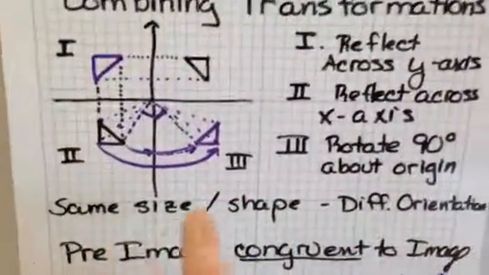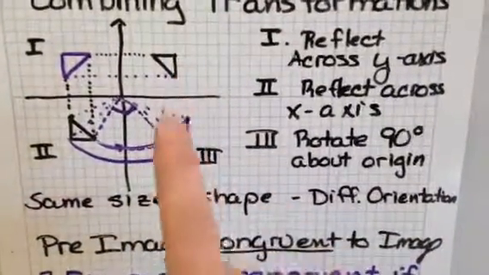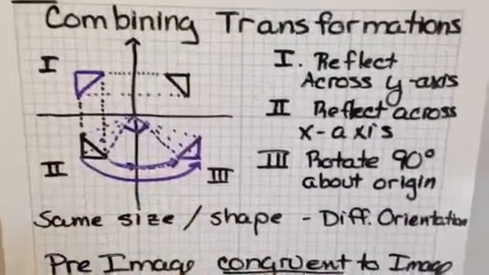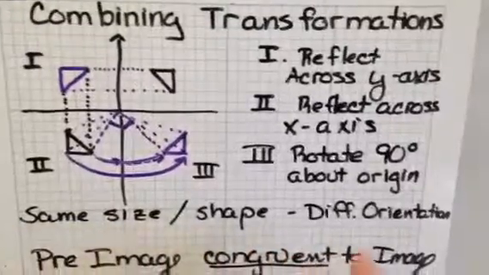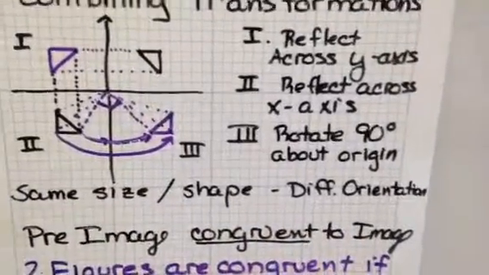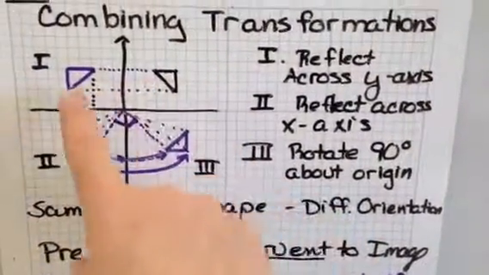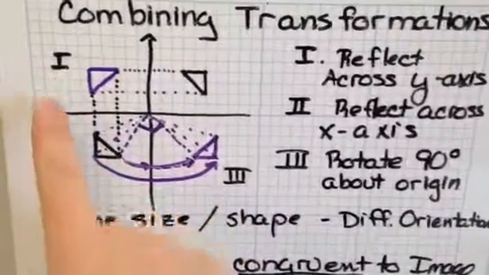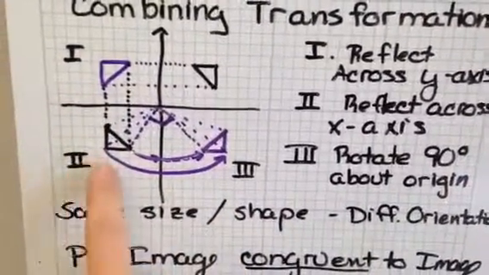So for all of these, the shape and the size of my image has stayed the same. All I've done is change the orientation. So my pre-image is congruent to my image. This pre-image is congruent to here. This pre-image is congruent to there.